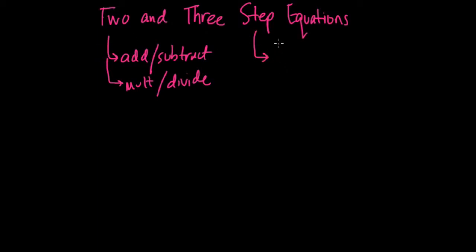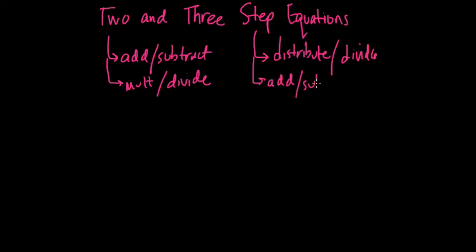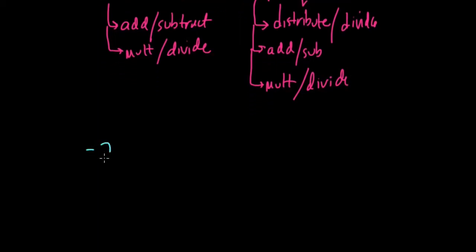The 3-step, usually you distribute or divide first, depending on the scenario. Then you add or subtract, usually. And finally, multiply or divide. So let's talk about what these look like. Typically, you might start with a problem, let's say like this. Negative 2x minus 5 equals negative 15.